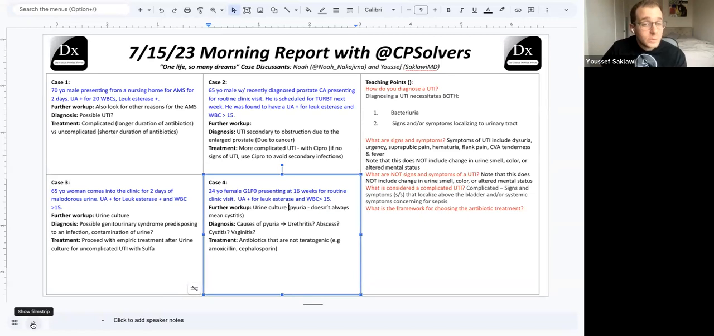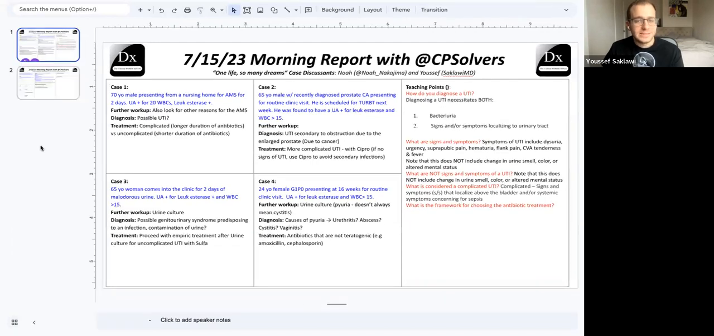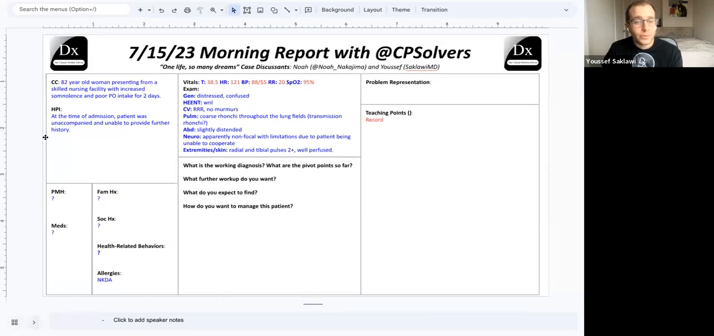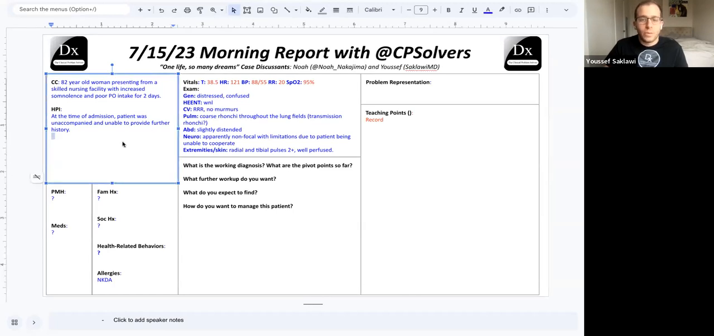So this is an 82-year-old female presenting from a skilled nursing facility for somnolence and decreased PO intake. The vitals are notable for fever, hypotension, and tachycardia. The abdomen is slightly distended. And then we're going to do a 3-minute breakout room, just in general, regarding your workup, thought process, and what you would want to do for this patient. And this will be just for 2 minutes.